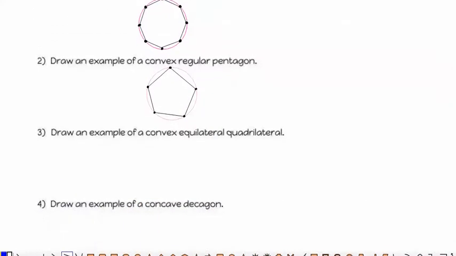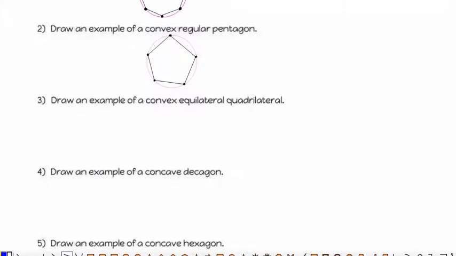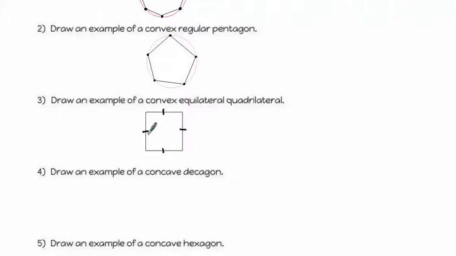Number 3, draw an example of a convex equilateral quadrilateral. Easiest way to describe that is a square. Equilateral quadrilateral. We could do a square. We could also do a rhombus, which is a square that looks like it's kind of been shoved over, slightly leaning to the side, but all the sides are the same length.